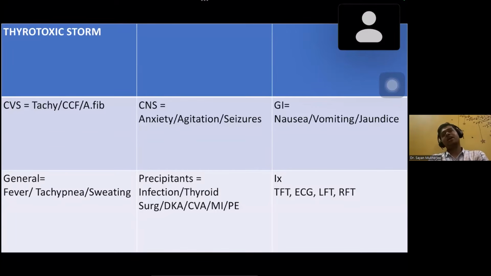And similar to DKA and HHS, it also has precipitants, which are quite similar. Like if there's a stress on the body, like infection or some form of surgery, or if the patient has had a stroke or a myocardial infarction, this can lead to a thyrotoxic storm in a patient who has a background of hyperthyroidism. So whenever you suspect such a patient, just take his bloods and run a TFT. Do a free T3, free T4, and TSH, and also send him for ECG, because I told you these patients are prone to atrial fibrillation, so we should know if the patient is in AFib or not.